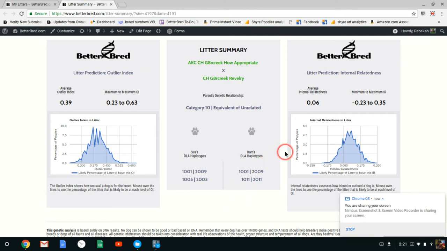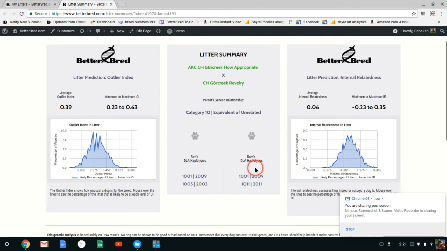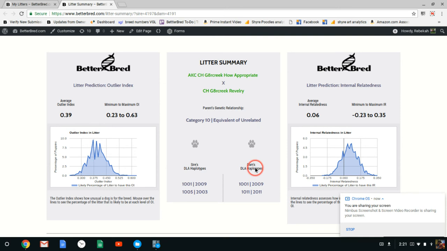Okay, so this tells you, after simulating 3,500 puppies. So that's a lot of poop if we were actually having that many puppies, obviously. But this will tell you, if you created 3,500 puppies, where are they likely to fall? So we saw that they are category 10 equivalent to unrelated in this tested population.